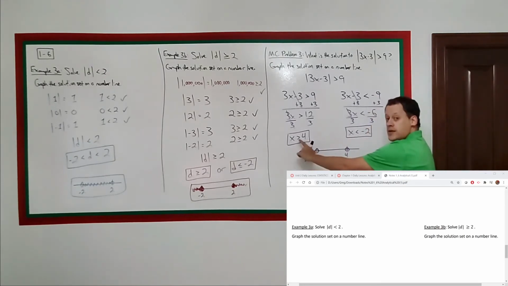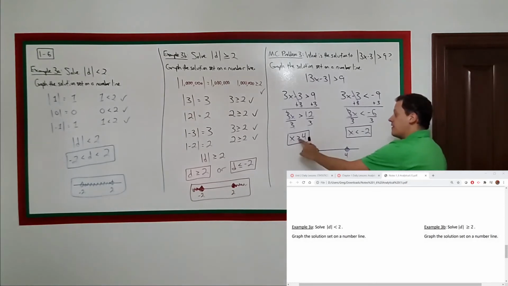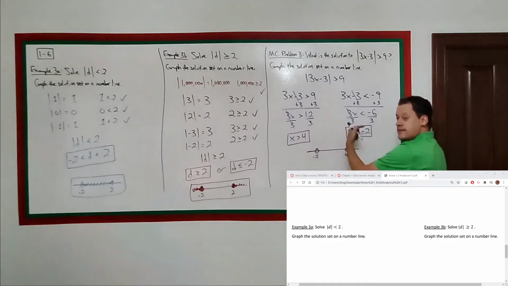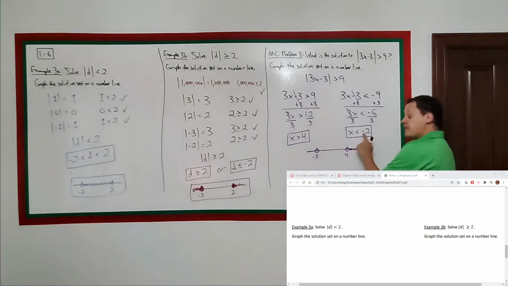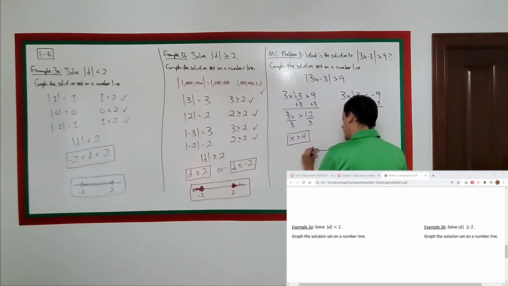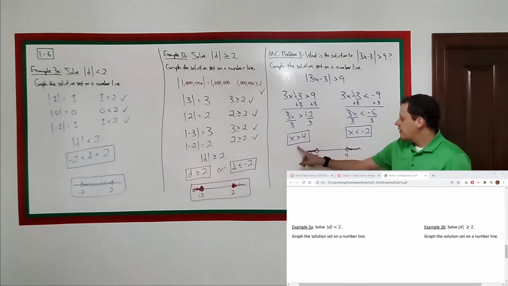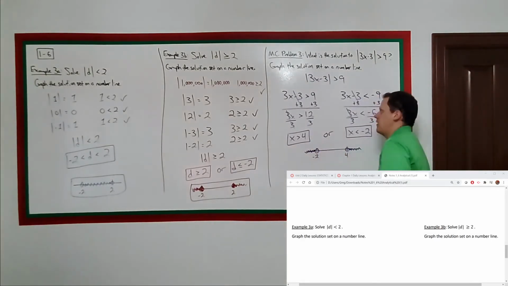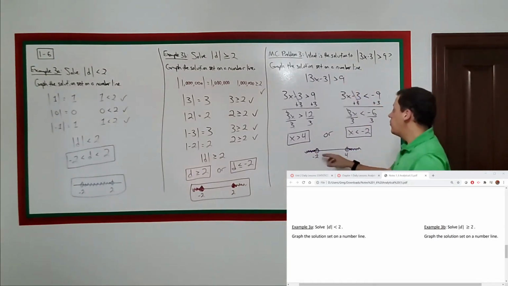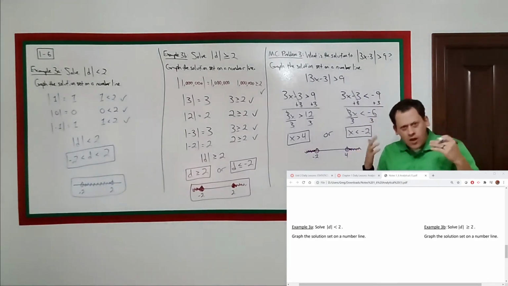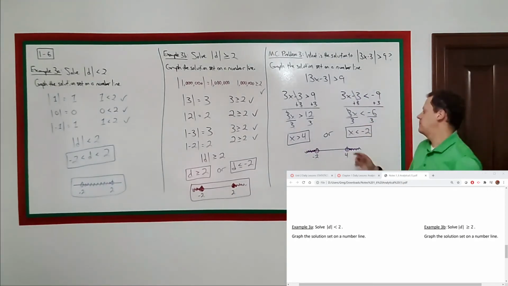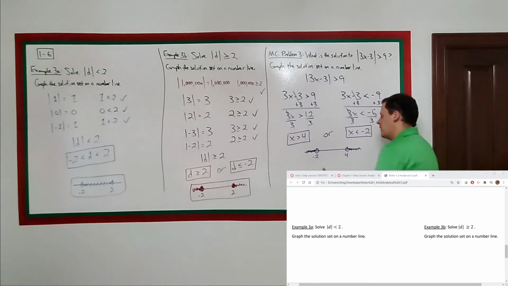Now we take these one at a time. Starting at 4, this is telling us to shade to the right. So we start at 4, shade right. From negative 2, we shade left. And once we knew that negative 2 and 4 were the numbers, we knew that this was an or because this was a greater than sign. So we should have known that it was going to be shaded to the outsides. But it's good each time to think about it. Okay? This is to the right of 4 and to the left of negative 2. So there it is.